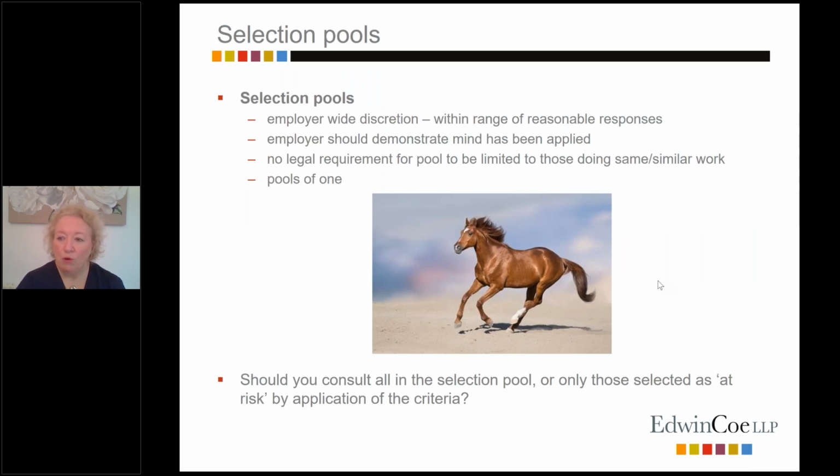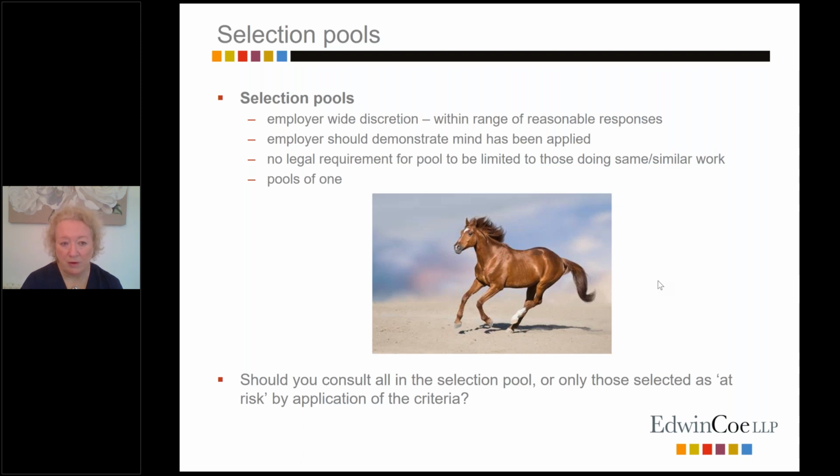Right, selection pools, a cause of many headaches for employers. This is the starting point, really, when you're considering redundancies. And an employer generally, you'll be pleased to hear, has a fairly wide discretion because there are no fixed rules about how a selection pool should be defined, subject obviously to any collective agreements you may have with unions. So as long as the employer's choice is within the range of reasonable responses, an employment tribunal will not interfere with the choice of selection pool.